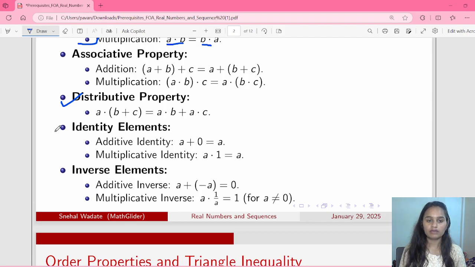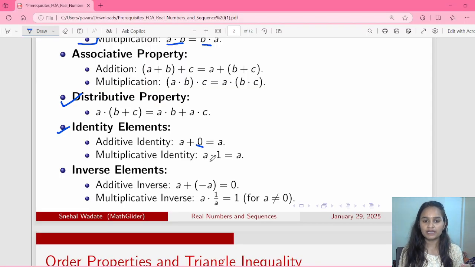Then we also have a property called identity elements. We have some identity elements in real numbers. So we have an additive identity. That means a number which, when we add it to any number, gives us that number back. Like a plus 0 is equal to a for all a. Then 0 we will call the additive identity.